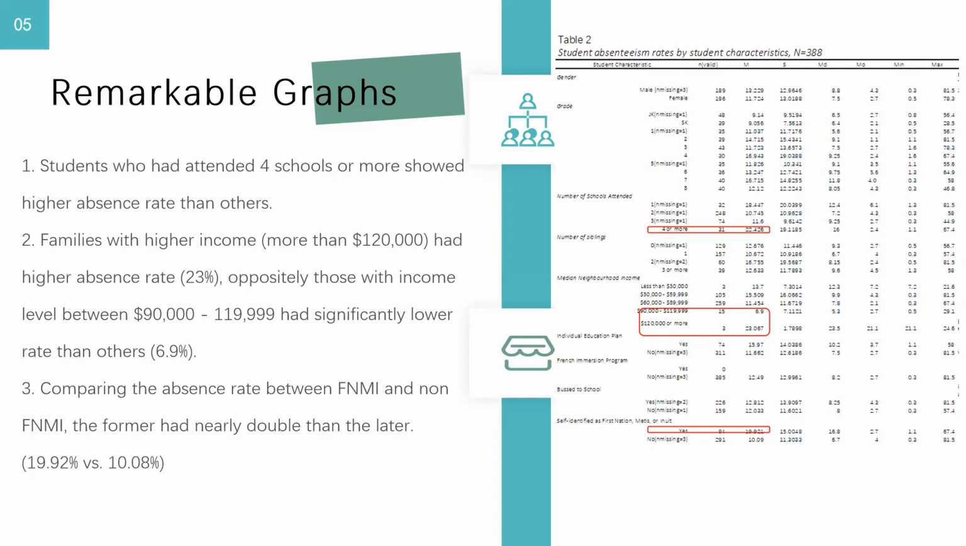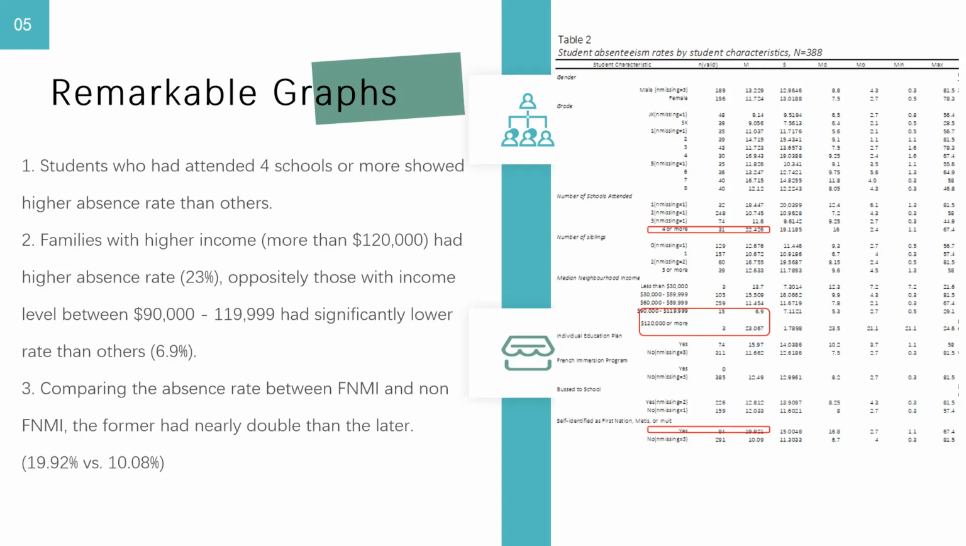And then with the analysis of table 2, we have several interesting findings that are remarkable for us. First of all, the students who had attended 4 schools or more showed higher absence rates than others. That means the more schools the student changed, the higher absence rates they will have. This is a very important phenomenon as we consider what kind of recommendation to suggest to the school to solve this issue. The second point is families with higher income, which means more than 120,000 Canadian dollars, had higher absence rates, which represents 23% of the population.